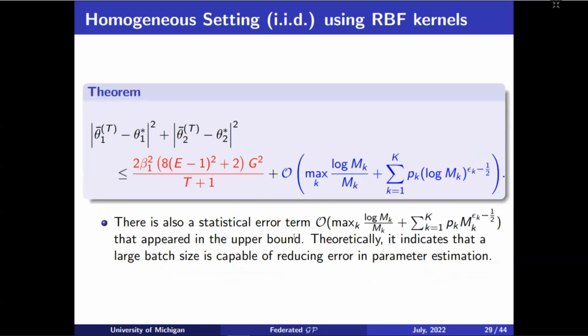Second, let me analyze this blue term. In fact, this blue term is a statistical error that depends on the mini batch size. Theoretically, this implies that a large batch size is capable of reducing the error in the parameter estimations. Overall, as you can see, our convergence results depend both on the total number of iterations T and also on the statistical errors.